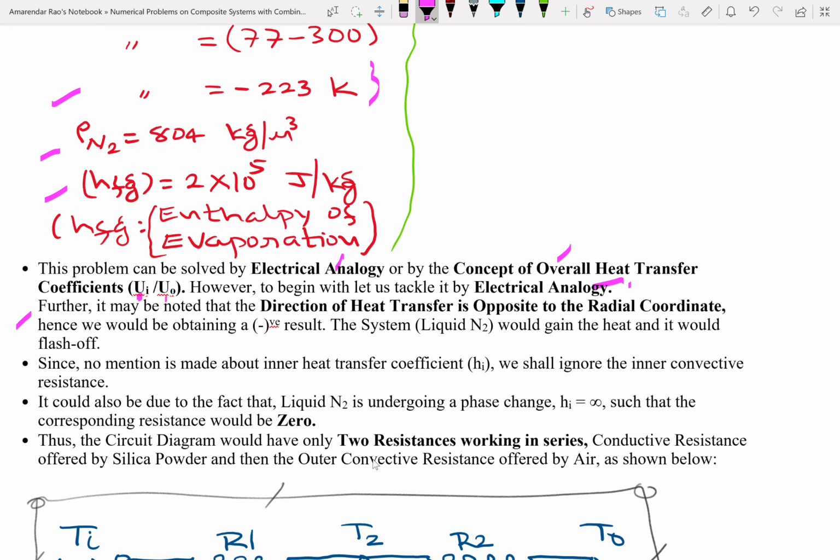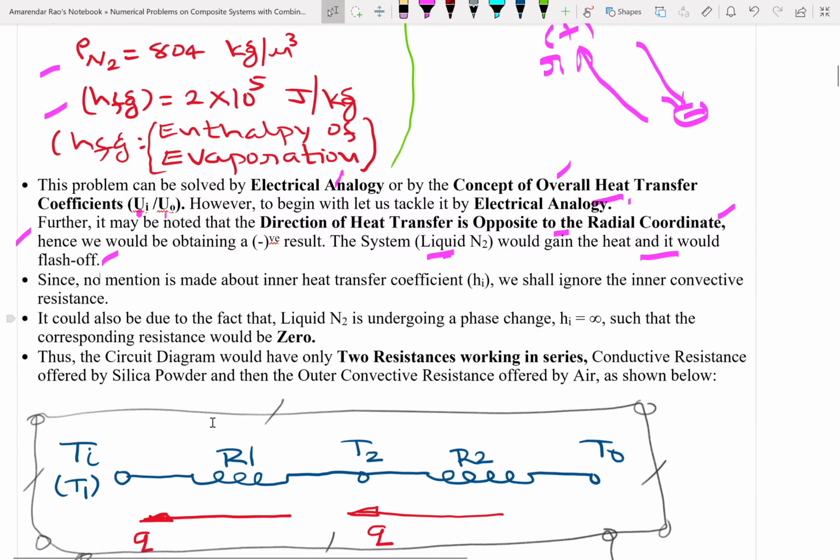Then as I was telling earlier, we may notice that the direction of heat transfer is going to be opposite to the radial direction. Always we go outwards, that is the positive radial direction. But here heat transfer is going to be reverse, against the radial direction. In other sense, the liquid nitrogen is going to gain the heat, resulting in its flashing off or boiling.